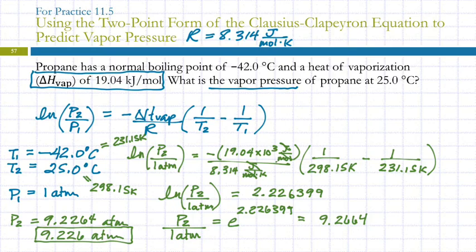Is that a reasonable answer? The vapor pressure at minus 42 is 1 atmosphere. That's really cold. At 25, which is a much higher temperature, do we expect the vapor pressure to be higher or lower? Higher, right? So we expect it to be much higher. So 9.226 atmospheres. Any questions?